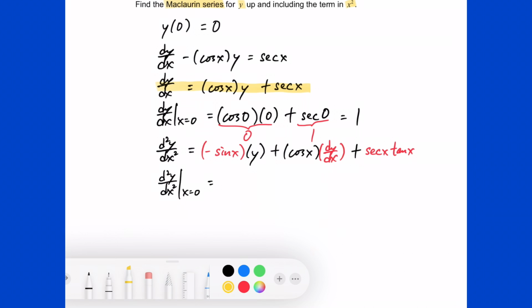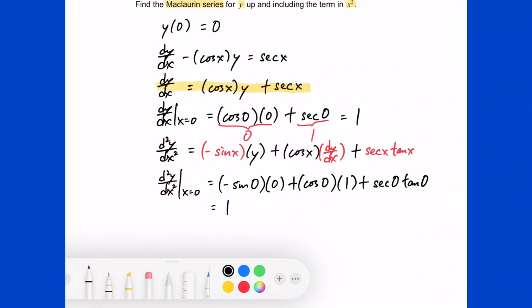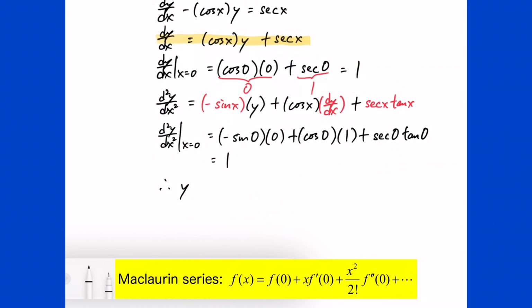Then we will be able to perform the substitution right now, that is negative sin 0 times 0. Of course, the result must be 0 for the first term. And then cos 0 times dy/dx, which is equal to 1. And then sec 0 tan 0. Because tan 0 is also equal to 0, the first term and the third term will be 0. And for the second term, when cos 0 equals 1, the final value of the second derivative will be equal to 1.